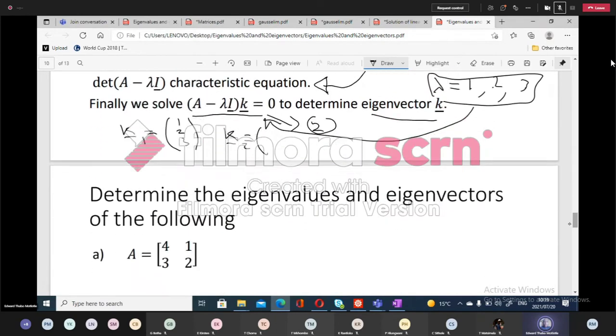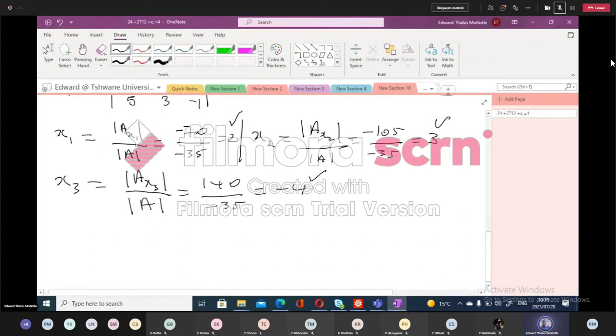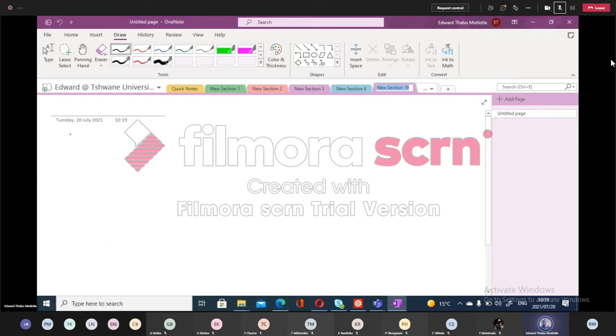Okay. Now let's do examples. So here we are given a 2 by 2 matrix. They ask us to determine the eigenvalues and the eigenvectors. Okay. I'll start by solving the first one. A equals 4, 1, 3, and 2. So let's go to this node. So we are given this matrix, A equals 4, 1, 3, and 2.